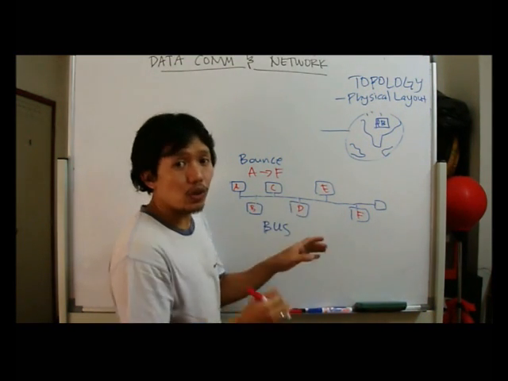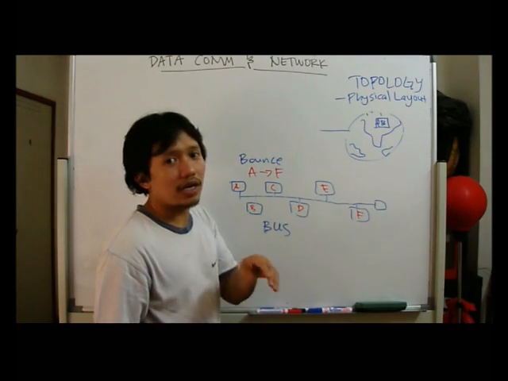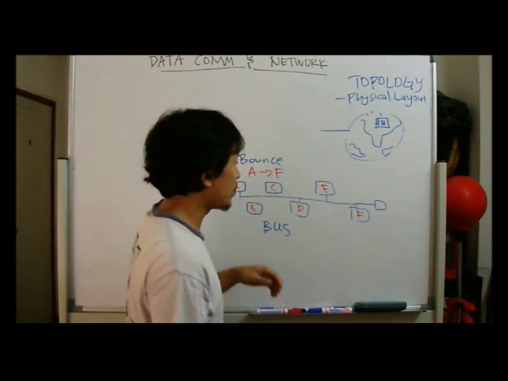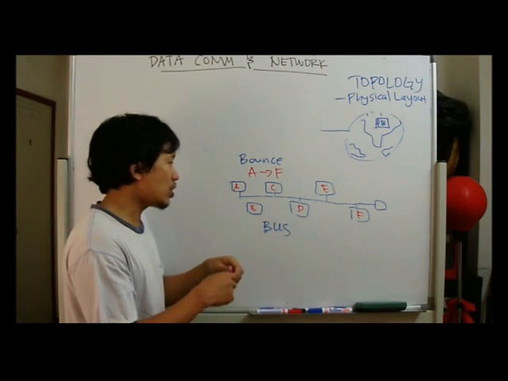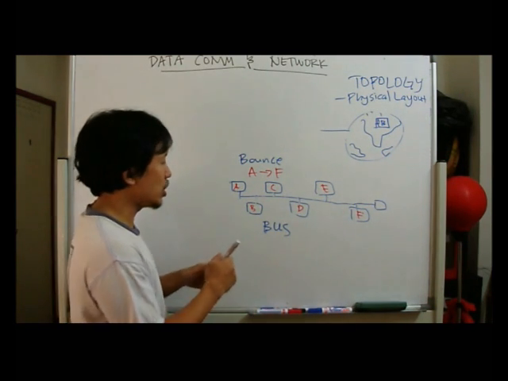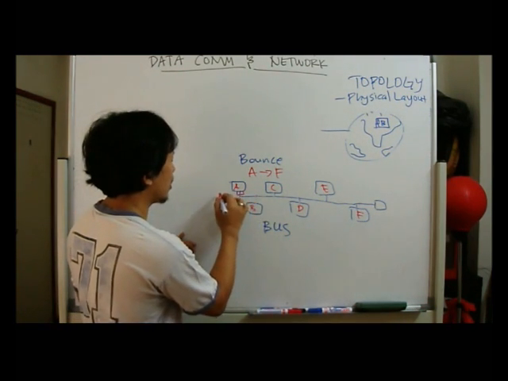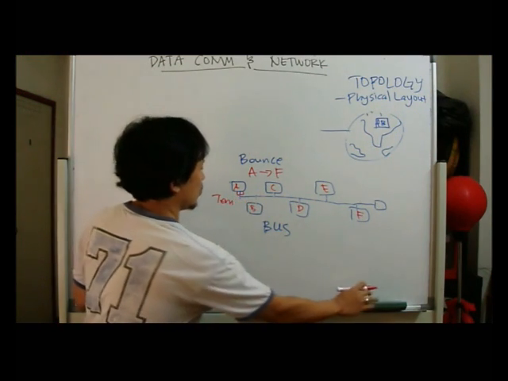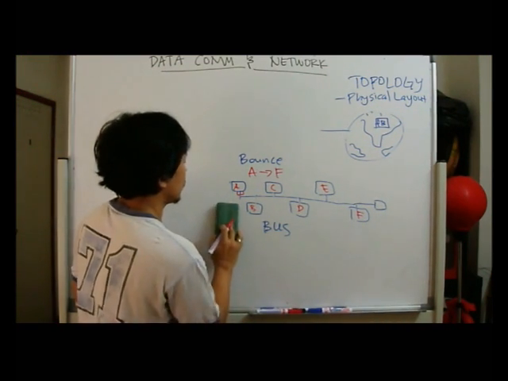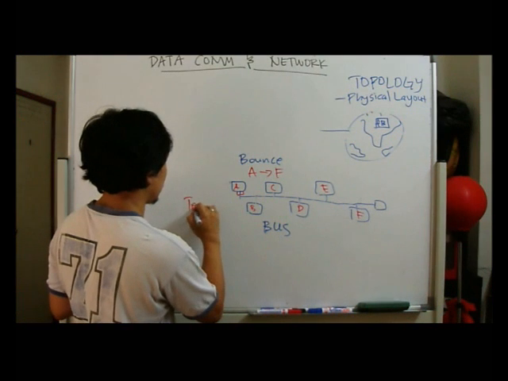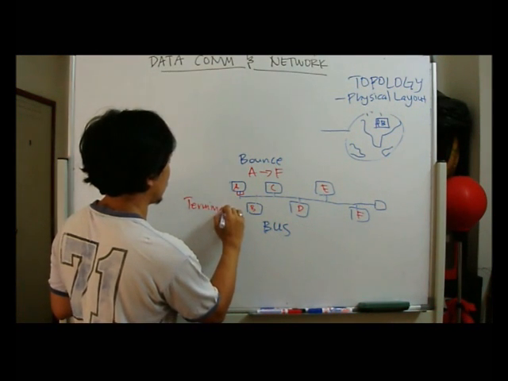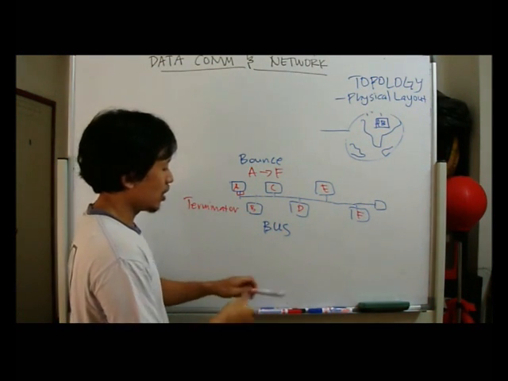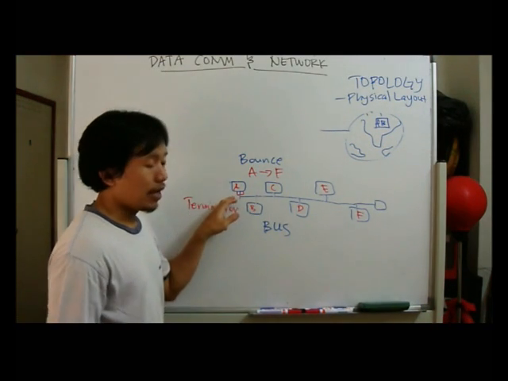If we keep on doing this, no one else will get to send data once the first one sends data, because it keeps on bouncing. Because of that, the bus topology has a terminator at the end.